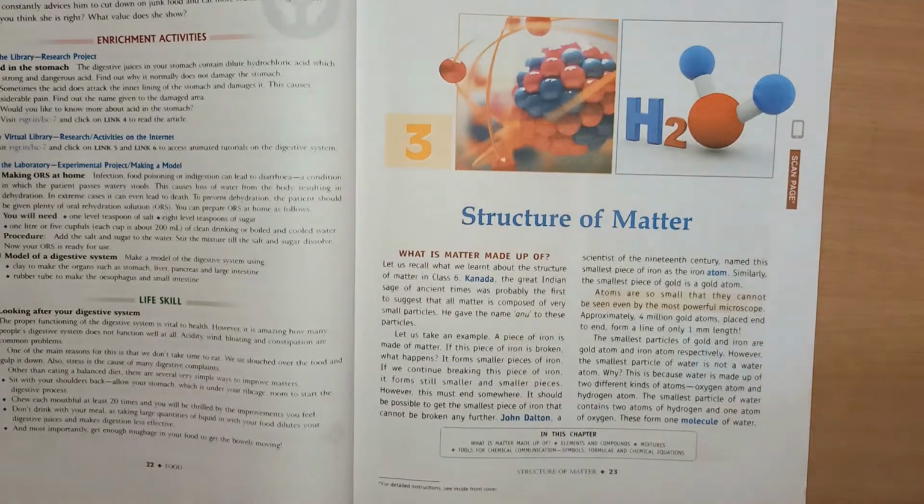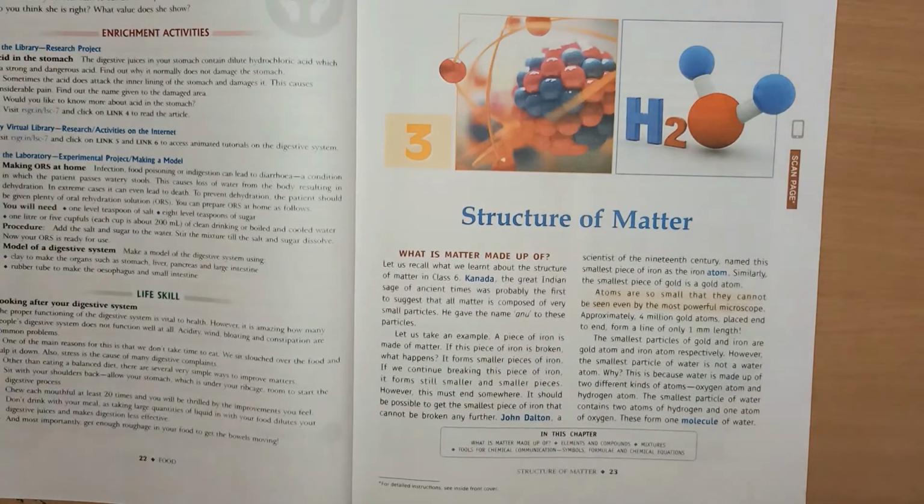So it is saying the smallest parts of iron and gold are iron atom and gold atom. But the smallest part of water is not a water atom, because water is made up of two different kinds of atoms. So the smallest particle of water will not be an atom, because if we divide the water into two, we will not get two atoms. So it is not like that. The smallest particle of water will be a molecule.